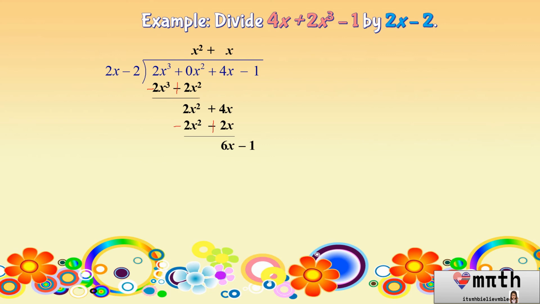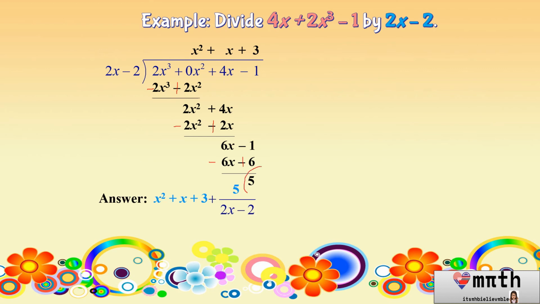Then, we're going to divide the first term by the first term. 6x divided by 2x, that would be 3. Then, multiply 3 times 2x, that will be 6x. Then, 3 times negative 2, that will be negative 6. So, let us change the signs. This will be negative, this will be positive. So, 6x minus 6x, that will be 0. Negative 1 plus 6, that will be equal to 5. And this will be our remainder.